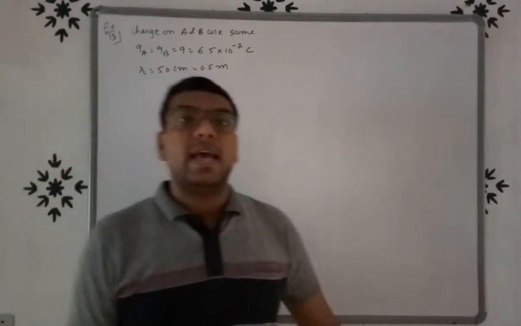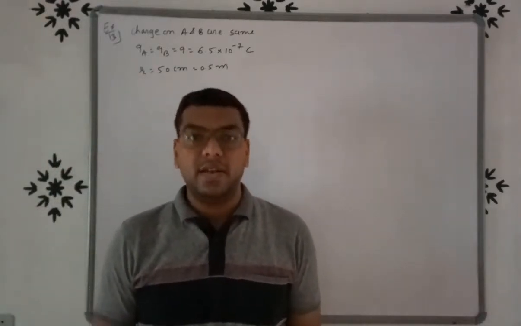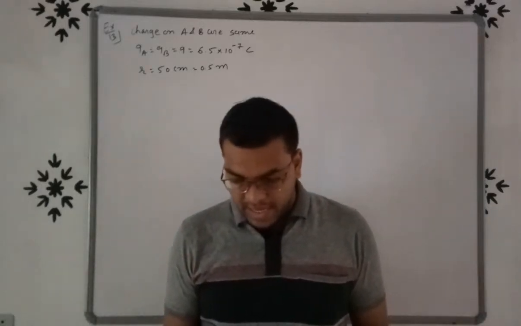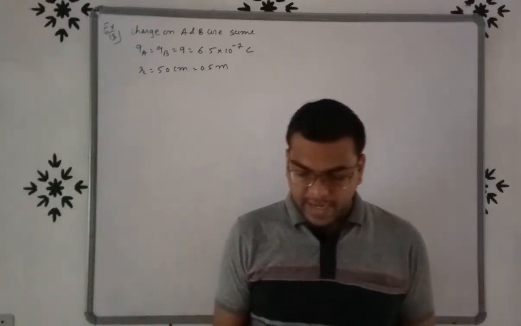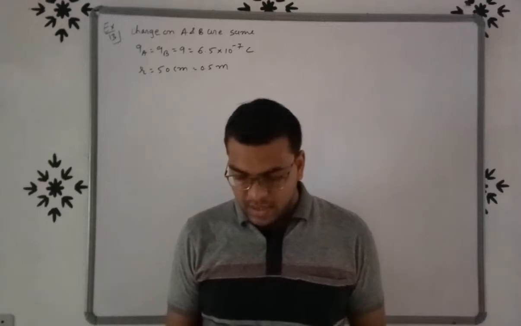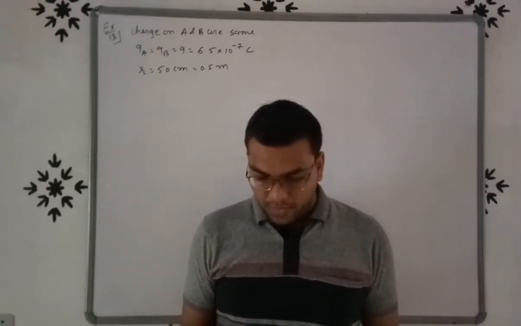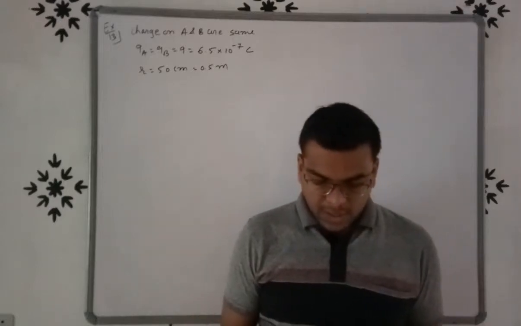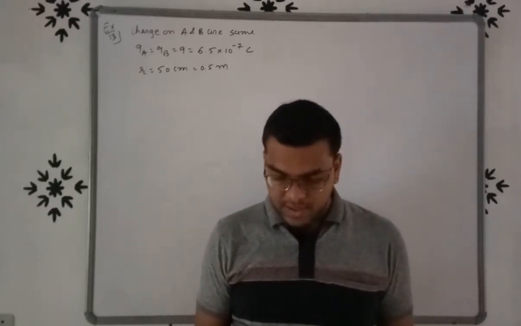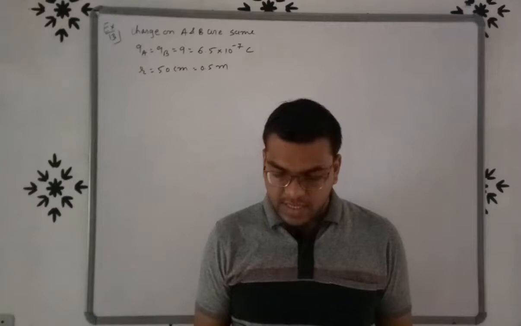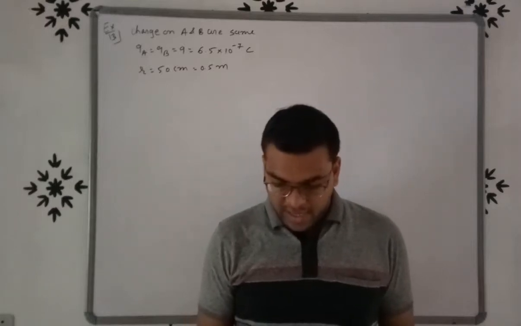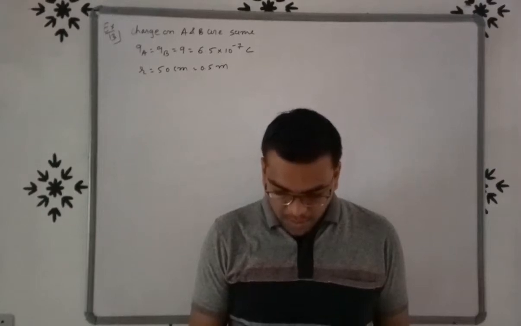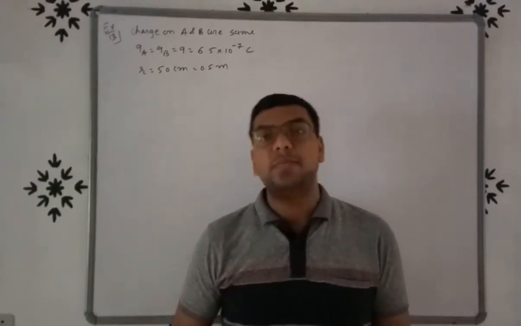Hello friends. Example number 13. Suppose the spheres A and B in exercise 12 have an identical size. A third sphere of the same size but uncharged is brought in contact with the first, then brought in contact with the second, and finally removed from both. What is the new force of repulsion between A and B?